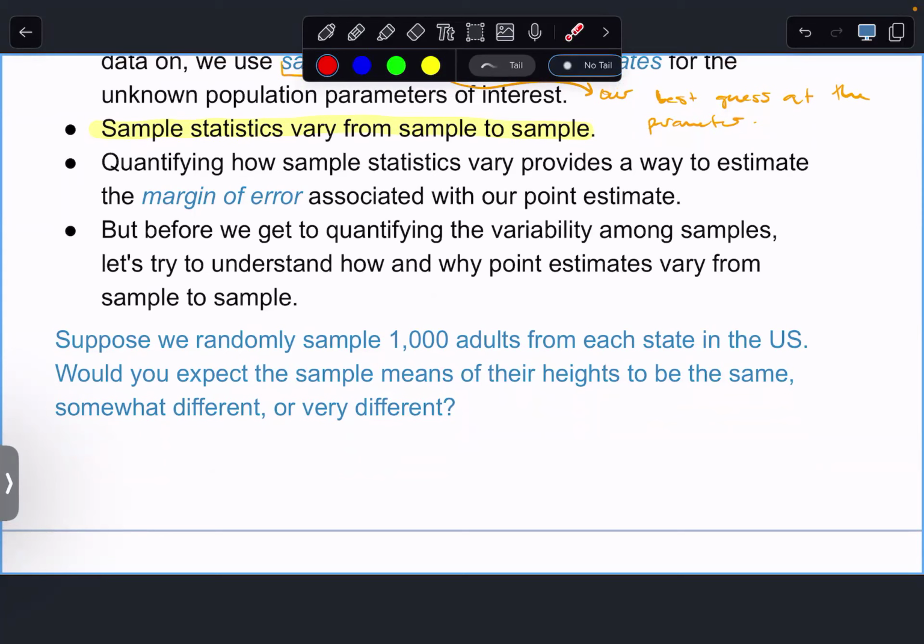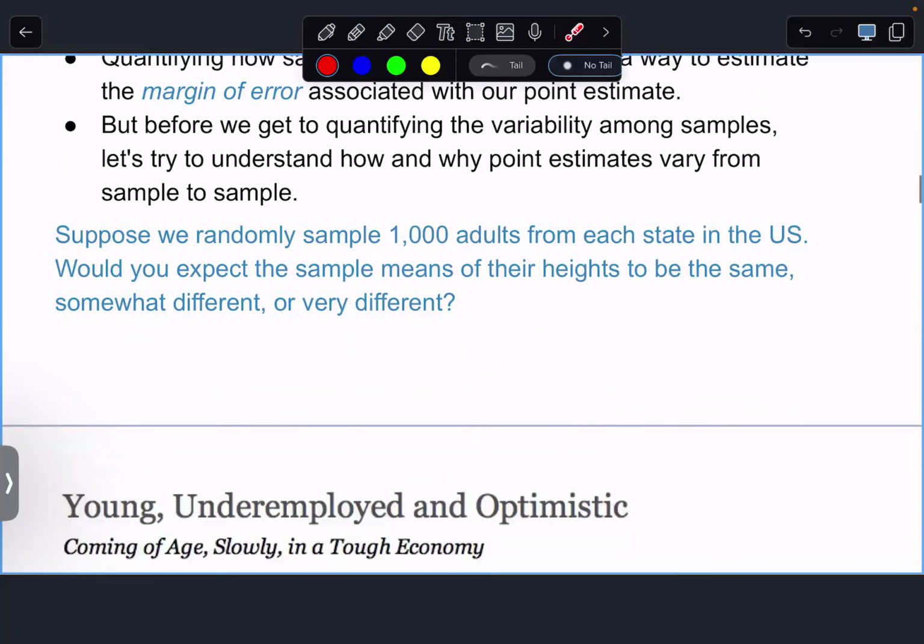So just as another example of this variability, because everything kind of hinges on the variability. If we randomly sample 1,000 adults from each state in the US, would you expect the sample means of their heights to be the same, somewhat different, or very different? Right. And so our data set would look something like this.